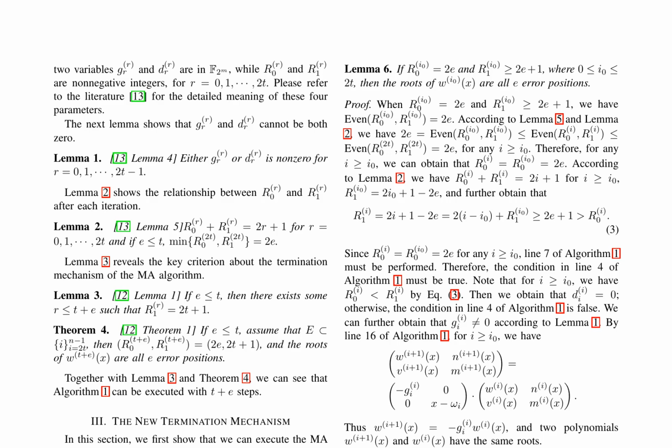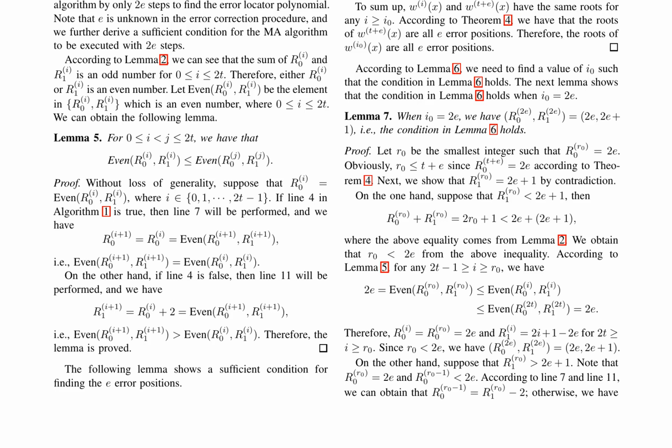The authors first introduce 4 parameters, G, R, and R and D, R, which are related to the error correction procedure. They then present several lemmas that establish the relationships between these parameters and the iteration process of the MA algorithm. Specifically, lemma 1 shows that G, R, and R and D, R cannot be both 0, while lemmas 2 and 3 provide conditions for the termination of the MA algorithm.